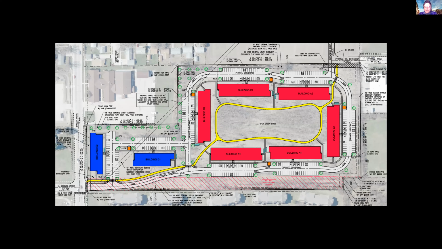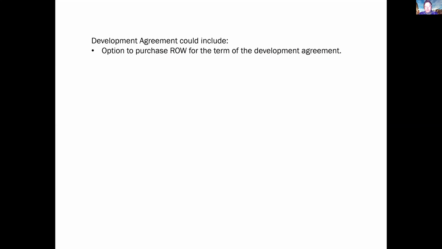So you can see that the developer has also kindly placed the parking and the buildings farther west, out of that right-of-way reserve. I don't think right-of-way reserve are words that we would be settling on, but it really shows you a graphic representation of the area we're talking about. It's approximately 72,000 square feet. A development agreement could include an option to purchase right-of-way for the term of the development agreement.